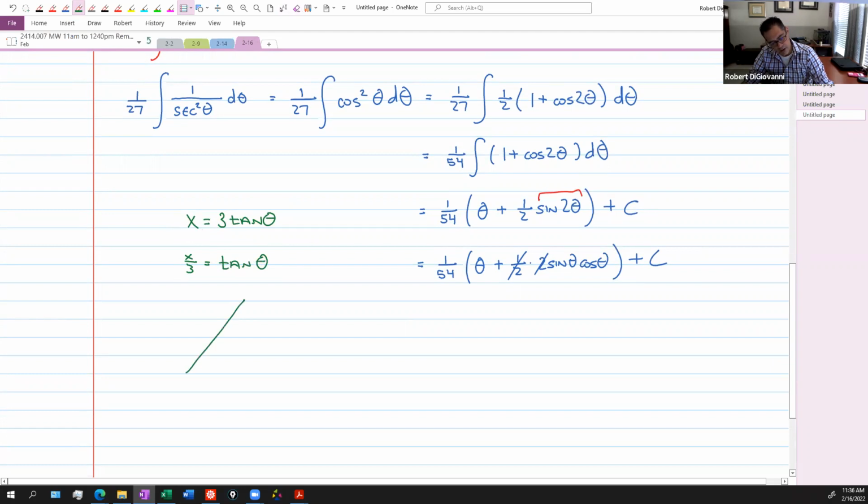We'll draw a right triangle. Tangent theta is opposite over adjacent. And then I can get the third side just using the Pythagorean theorem. So this will become the square root of x squared plus 9.